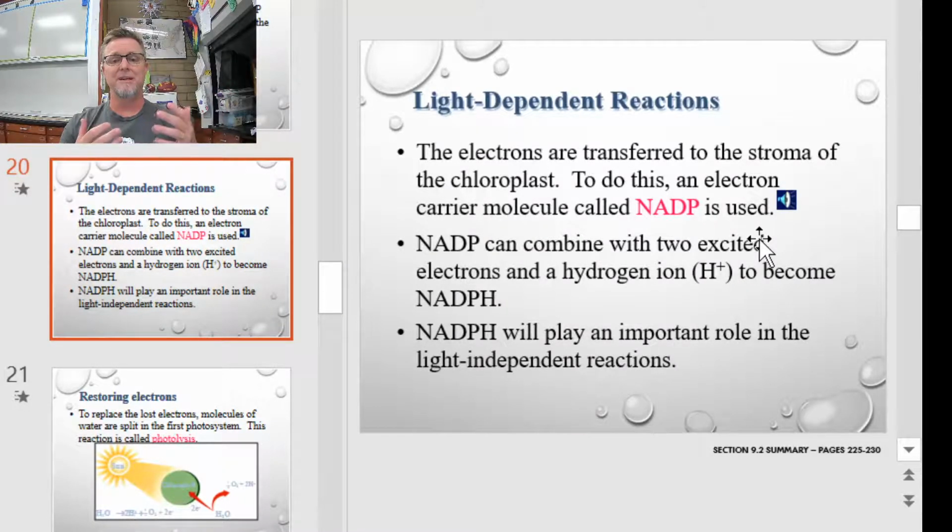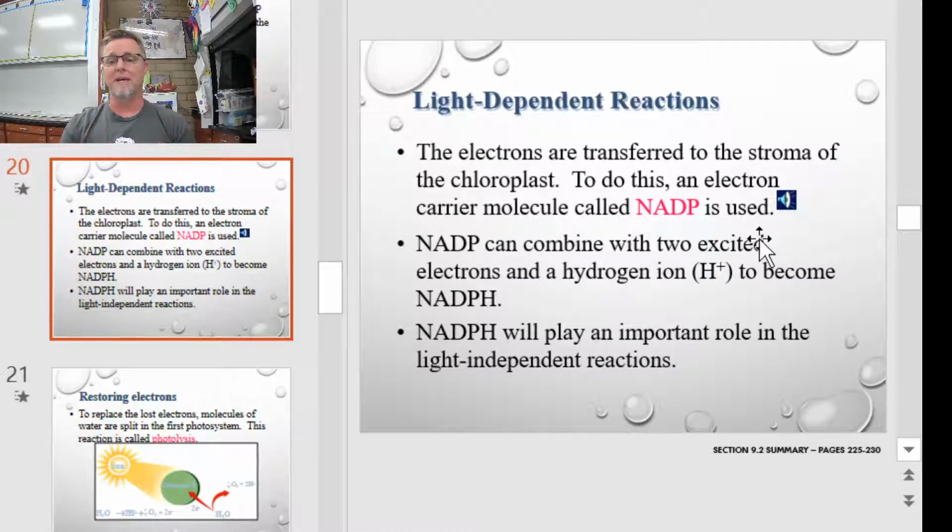Anyways, you could think of this as almost like a little dump truck that's going to pick up all these powered up electrons and carry them off to the light independent reaction. So NADP picks up these electrons from this second electron transport chain and then moves those to power the light independent reactions in conjunction with the ATP that was also made in the first electron transport chain.